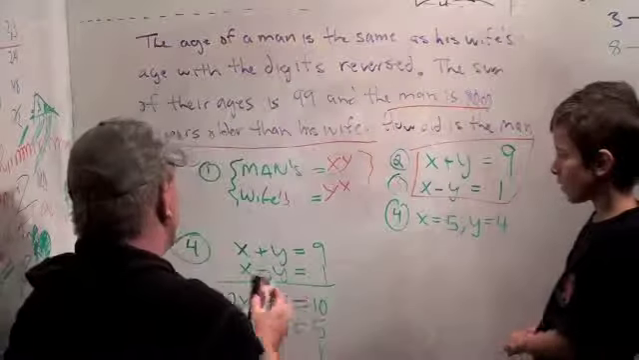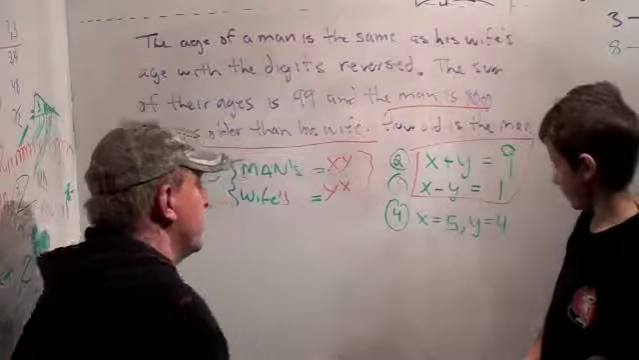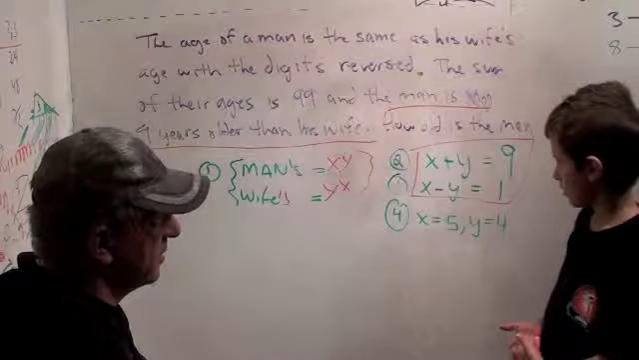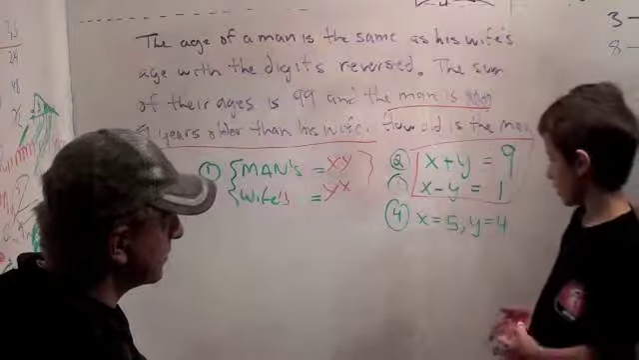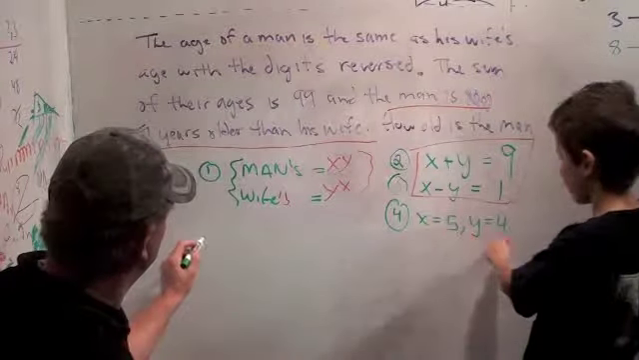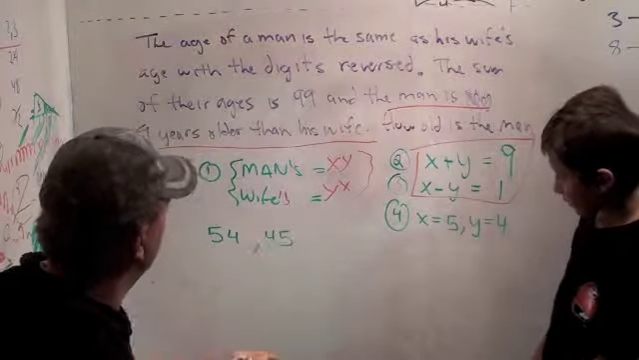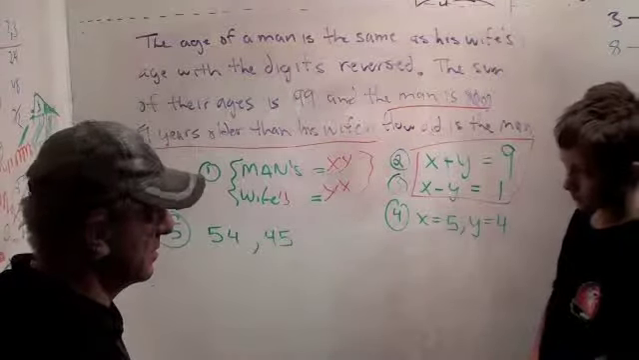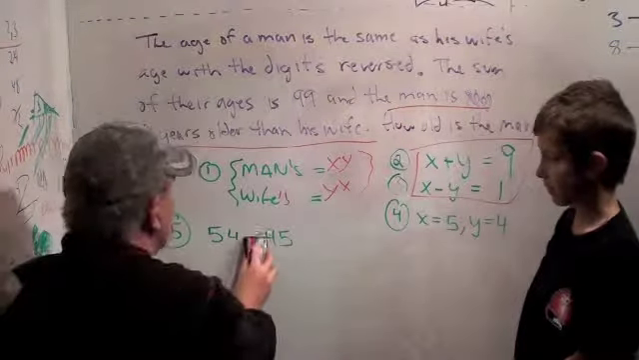Okay, that's really important. Now step 5 is actually pretty short. What do we have to do in step 5 now? What's the next thing we should do now that we learned that x is 5 and y is 4? Just make sure these work. So we know that the ages are 54 and 45. Step 5 is the check. 54 plus 45 is what? 99.